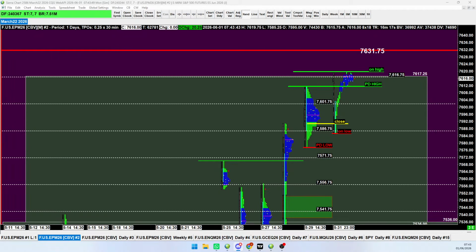Well, we were looking for any kind of a pullback in the overnight, and no luck at all. Absolutely no luck at all. So our overnight inventory is long, right? The majority of the inventory is above.